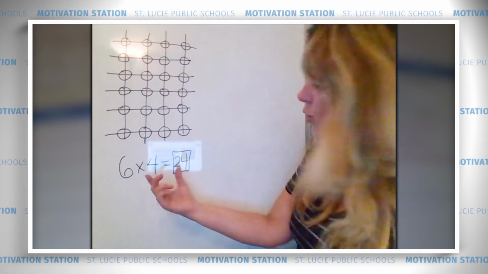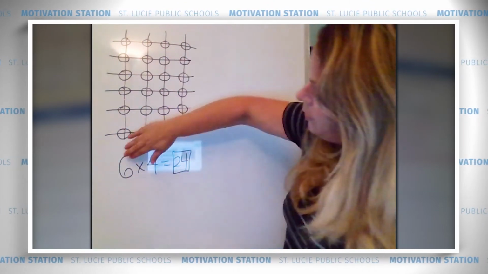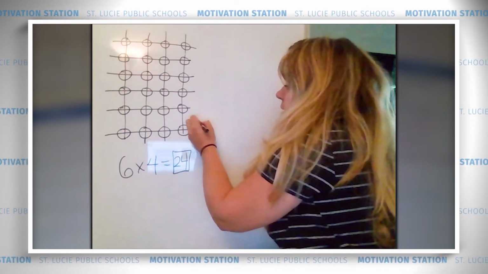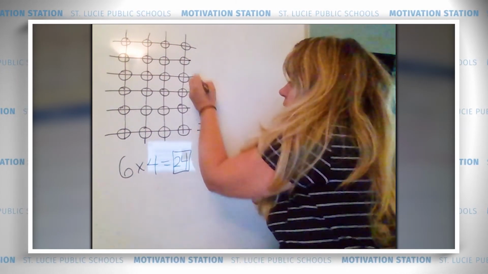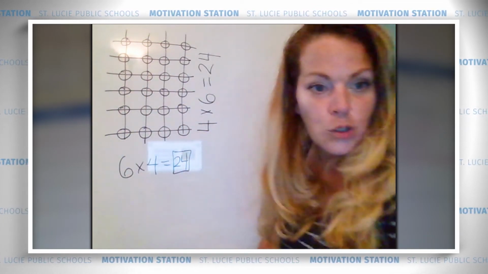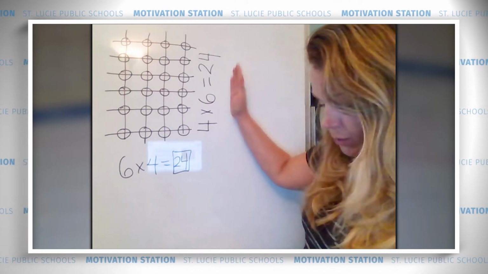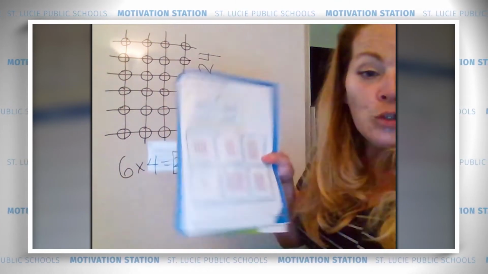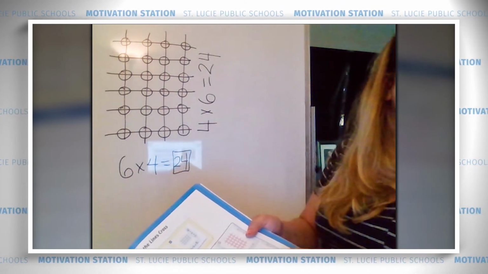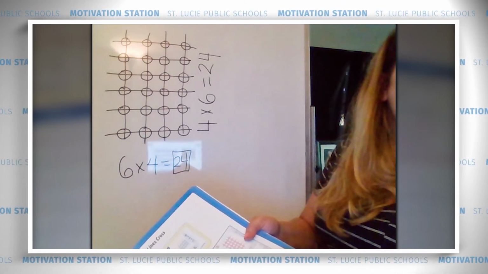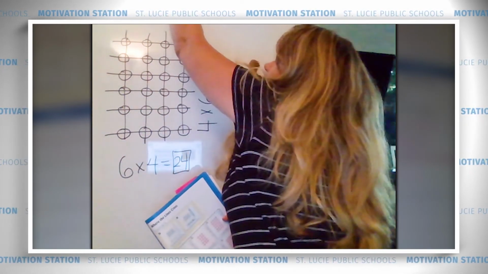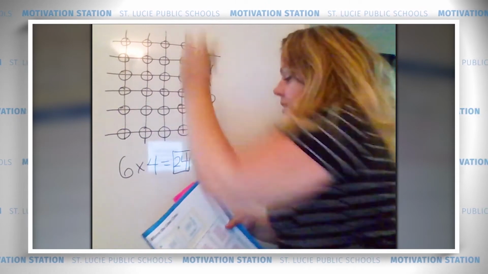Remember, they want you to write the commutative property. So you could turn your paper and I could see 4 rows going this way with 6 columns. So I'm just going to write 4 times 6, and I know it's going to equal the same thing. I didn't change how many circles I made. So 4 times 6 equals 24. I'm going to want you to complete 4, 5, and 6. Okay, so we're going to add that to your work today, page 45, just those last 3.